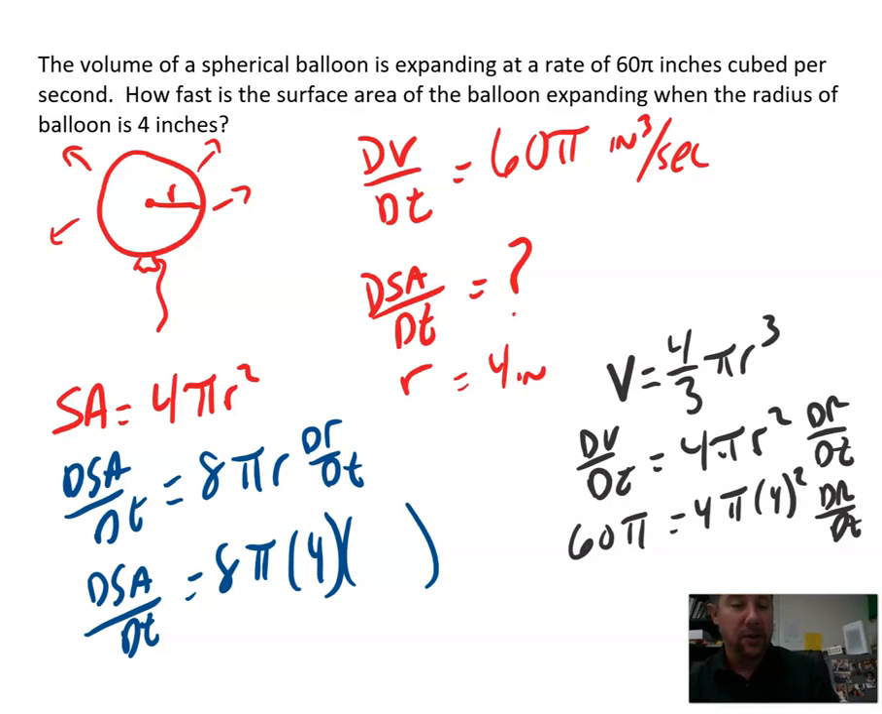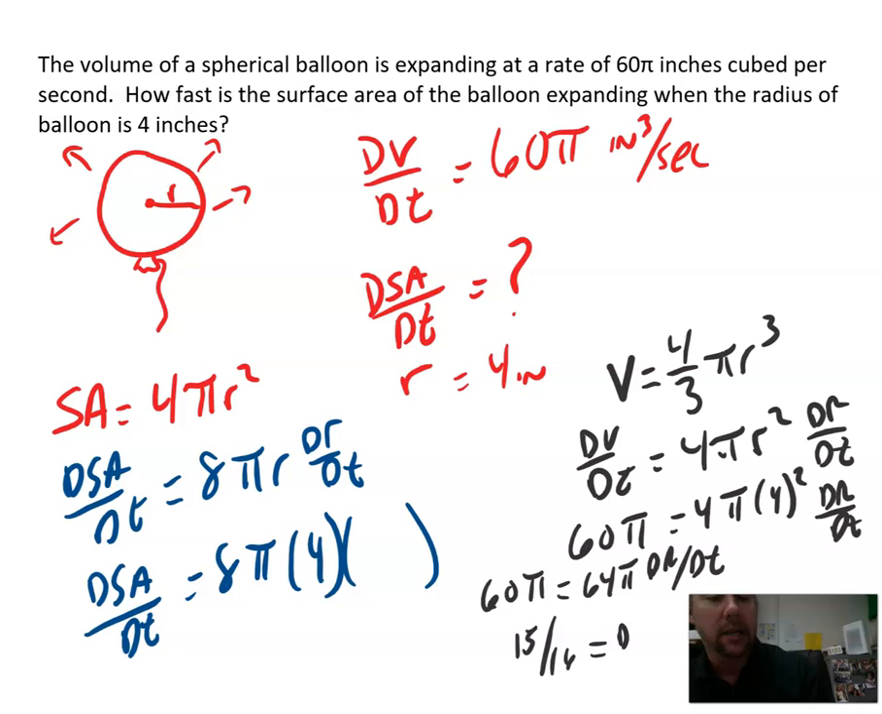I get 60 pi equals 64 pi dr/dt. If I divide both sides by 64 pi, the pi's are going to cancel out. And I get 60 over 64, which reduces to 15 over 16 for dr/dt. So now that we know dr/dt, we can come back and plug that in for dr/dt. And now we can go ahead and work this out. 8 times 4 is 32, divided by 16 is 2, times 15 is 30.